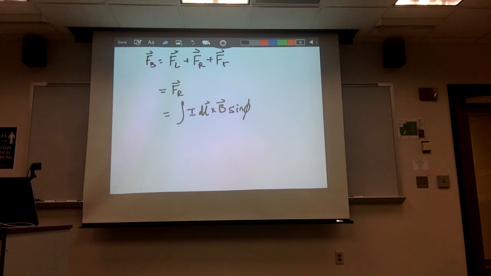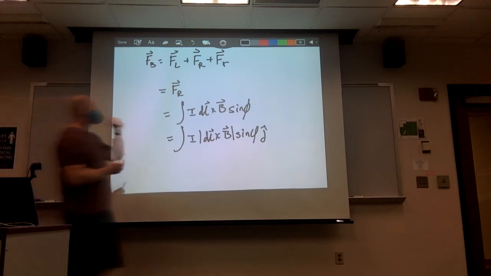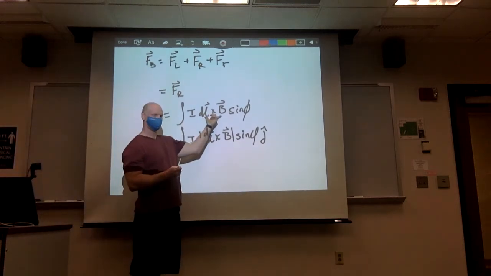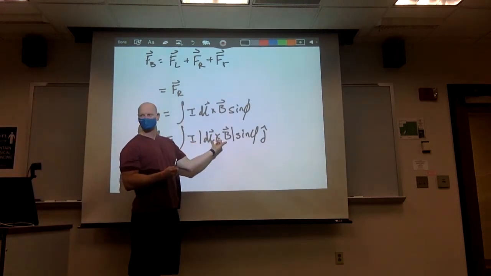Next thing is, let's write this in as a magnitude. So this is going to be equal to the integral of the current times the magnitude of the differential length crossed with the external magnetic field times sine of the angle phi in the j hat direction. I've already established the direction is in the vertical direction, so let's say that on here. So now what I've done is turn this thing from a cross product into simply a magnitude, which also deals with the cross product.